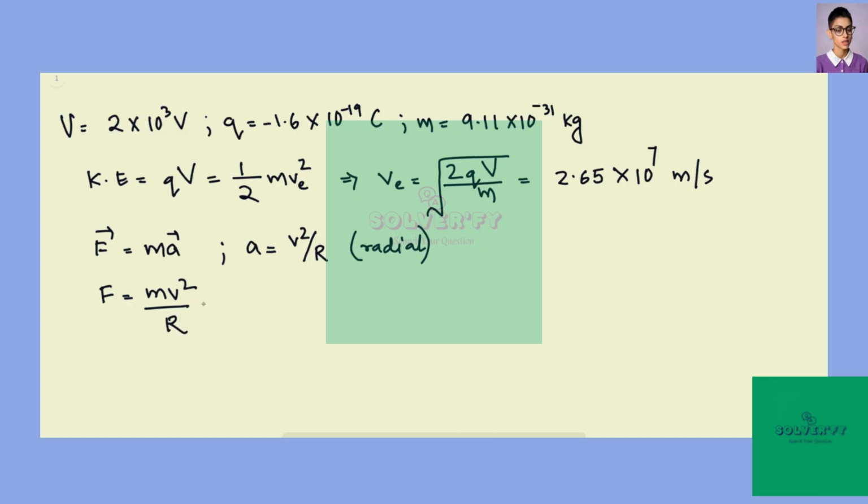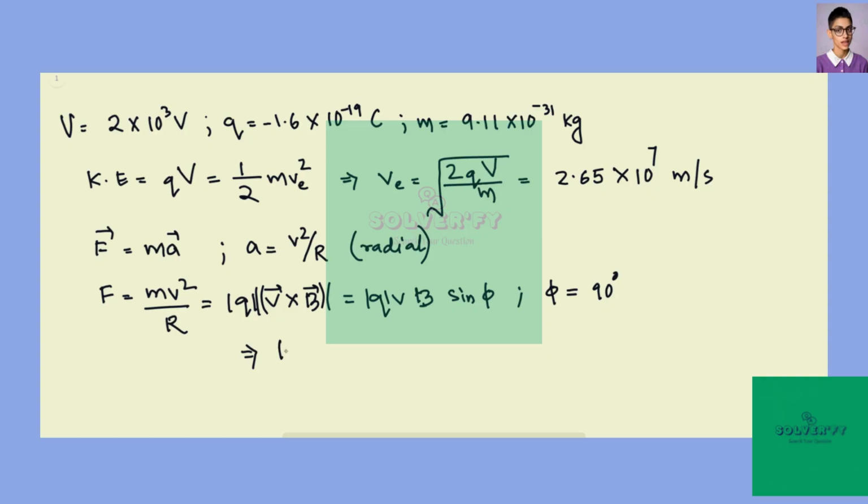Since here the centripetal force is caused by the magnetic field, this force should be equal to the magnitude of the magnetic force. And we take the magnitude of that also. So this is equal to q times v times B sine phi, and here phi is 90 degrees because the velocity and magnetic field are perpendicular here.